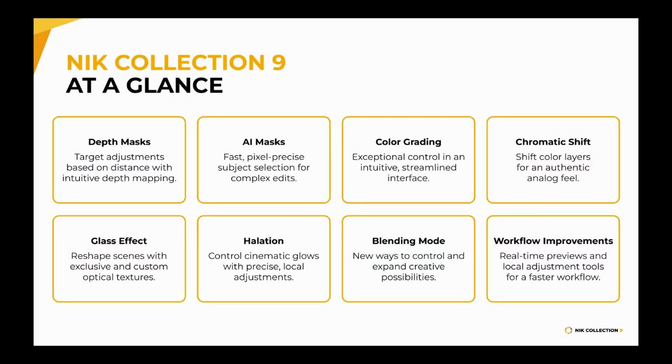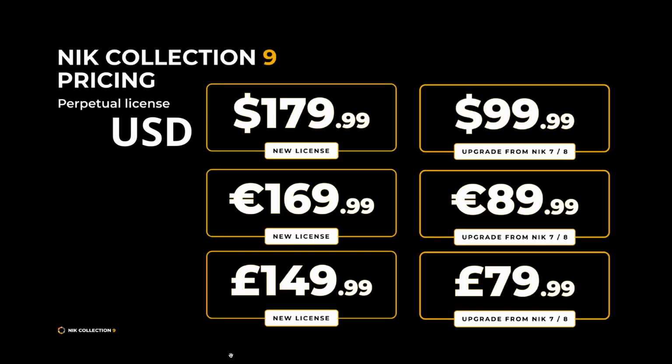So that's a very brief summary of the new tools and the advancements in Nik Collection 9. These are the summary of the effects that have been added, or the enhancements that have been added. So the $64,000 question is, what is the cost of this program going forward? Well, we can see here that this is the pricing that's applicable for either an upgrade or a new license. These are the prices in dollars, euros or pounds. If you're in Australia, you can add about 50% to the euro price and you'll get an idea of that, it's roughly 140, 150 Australian dollars.